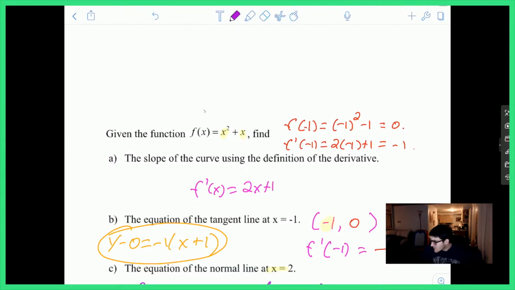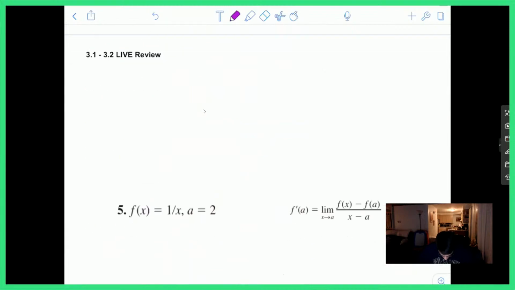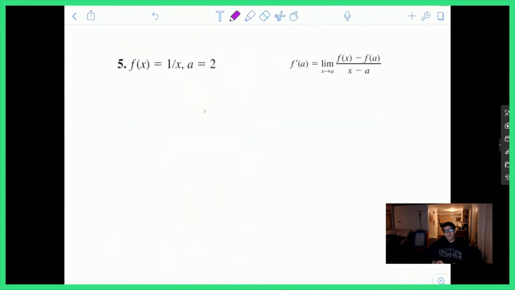All right, let's keep going. We've got some time left. I wanted to do one with the alternate definition because we haven't done one in quite a while. So I just wanted to get some exposure to that.